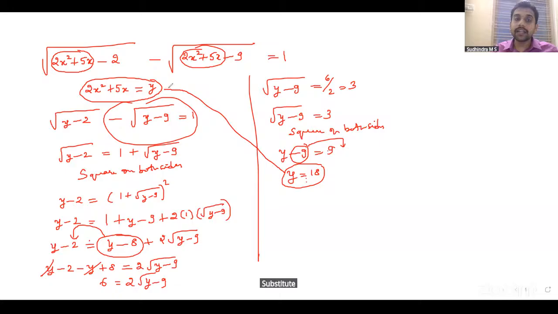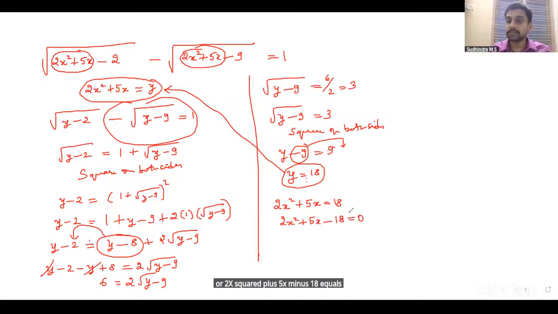Substitute y as 18 here. We get 2x square plus 5x is equal to 18, or 2x square plus 5x minus 18 equals 0. Now we have a quadratic equation. 18 twos are 36. Its sum should be 5. What are the roots? What are the factors rather?